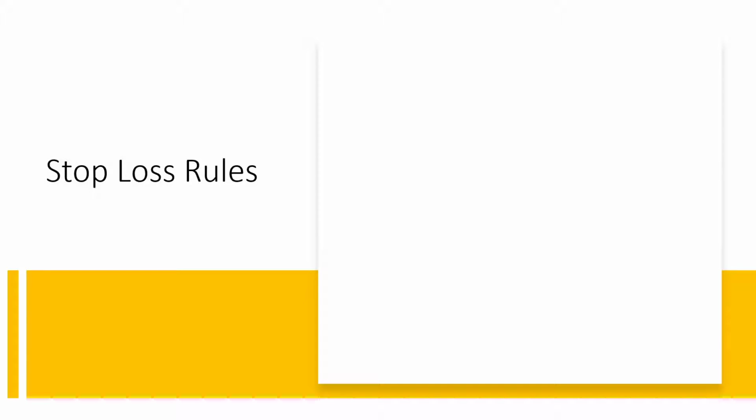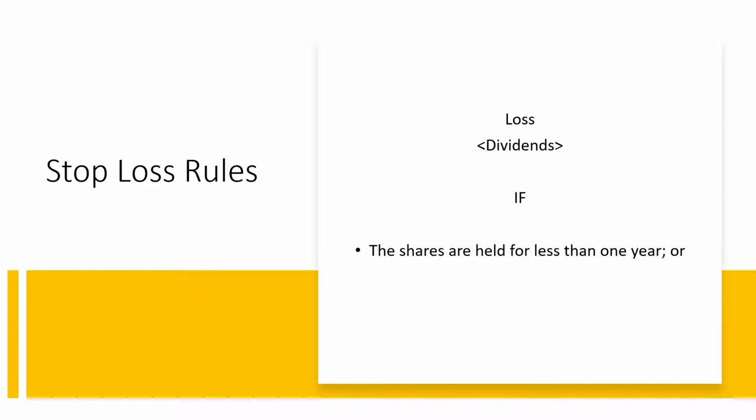The stop-loss rules, put simply, are as follows. The loss in that situation when the shares are sold would be reduced by the dividends received by that corporation, if the shares are held for less than 1 year, or the corporation owns more than 5% of the class of shares that the dividends were paid on.